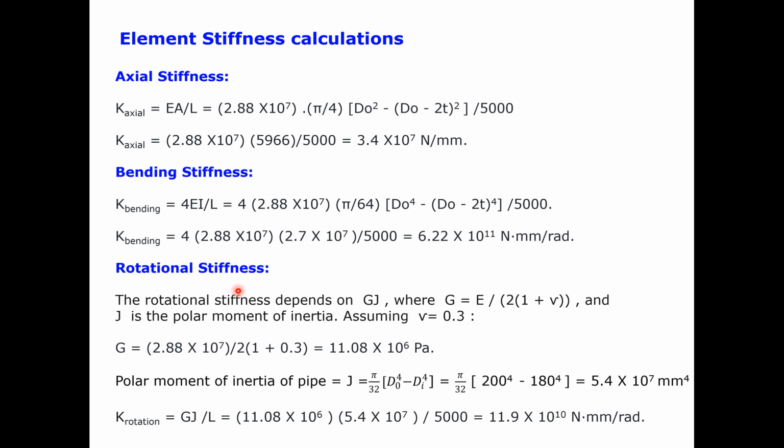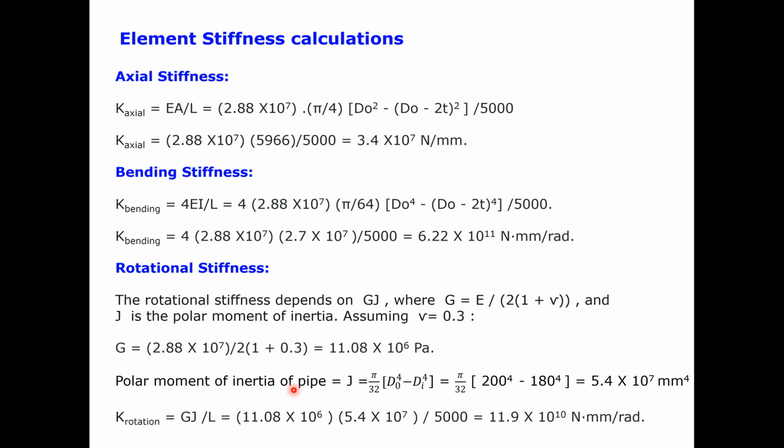Now the rotational stiffness depends on G and J, where G is equal to E over 2 into (1 plus nu). All these equations we already discussed in detail in part 2. So G is equal to 2.88 into 10 to the 7 divided by 2 into (1 plus 0.3). We assume nu is equal to 0.3. So the value of G is 11.08 into 10 to the power 6 Pa.